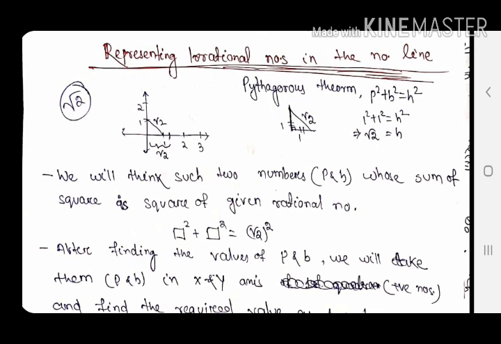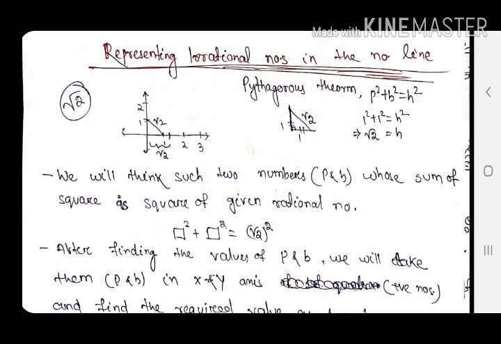If it asks to find root 3, first the sum of two numbers' squares should be 3. So 2 plus 1 is 3. Here 2 is root 2 square and 1 is 1 square. So if we take root 2 and 1 as p and b, we will get root 3.